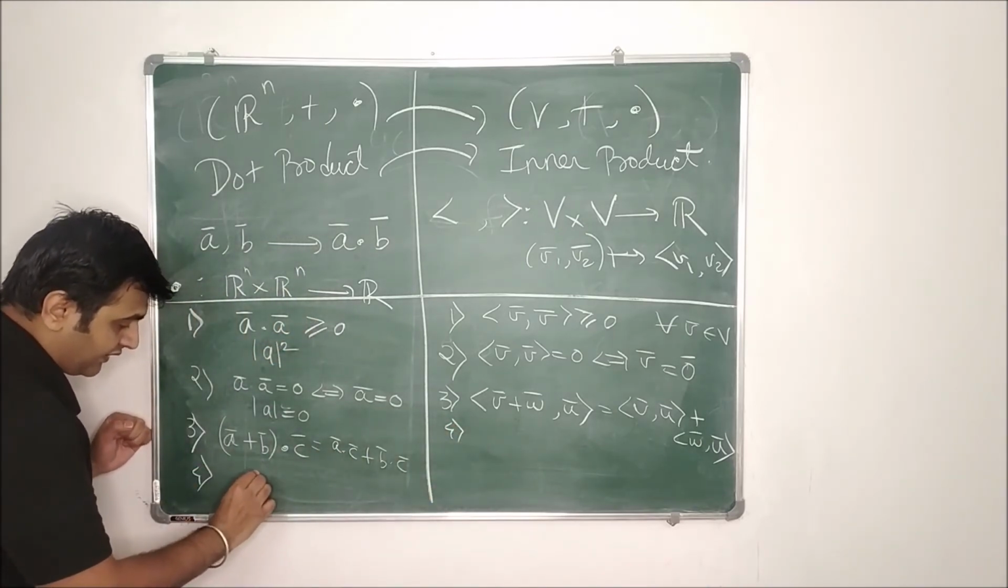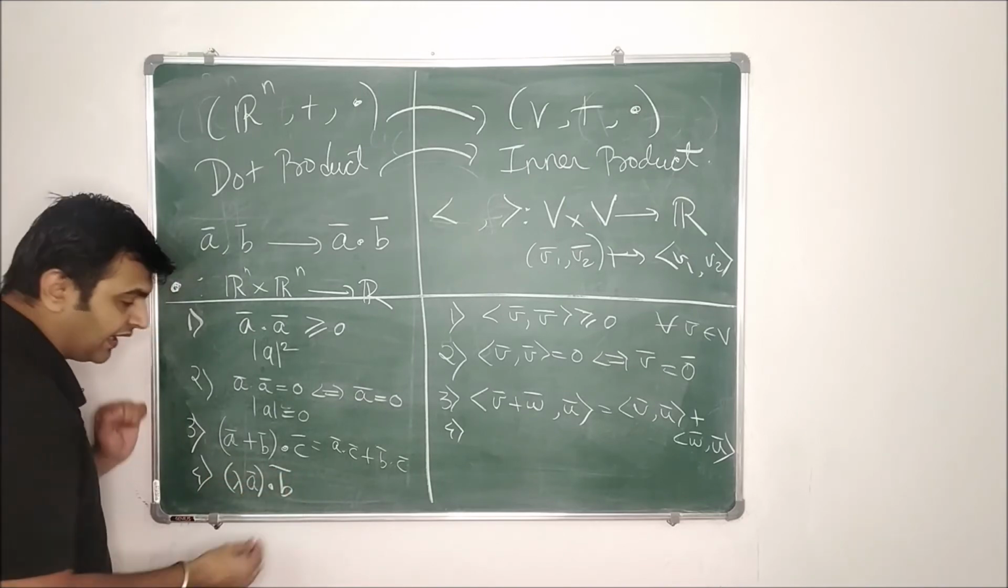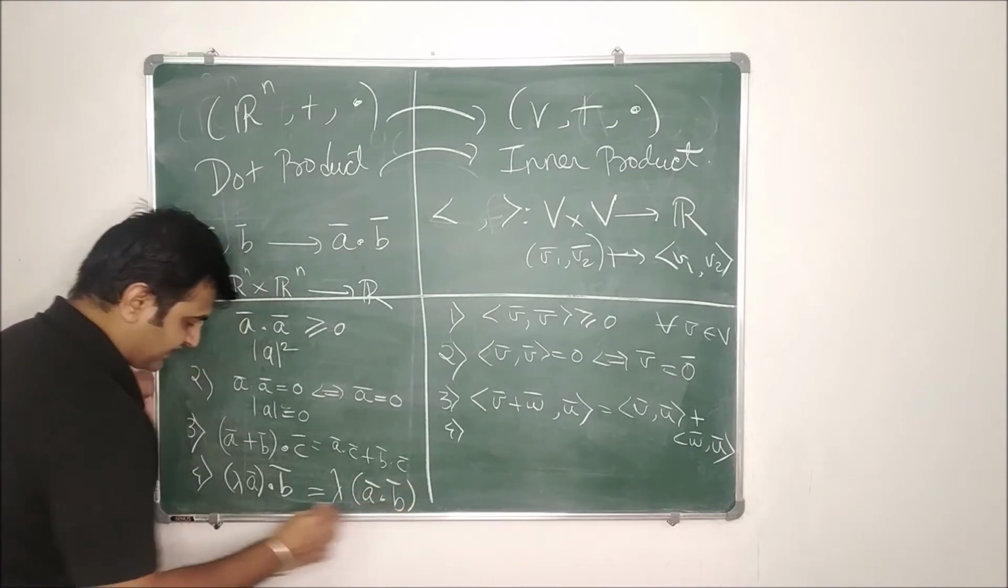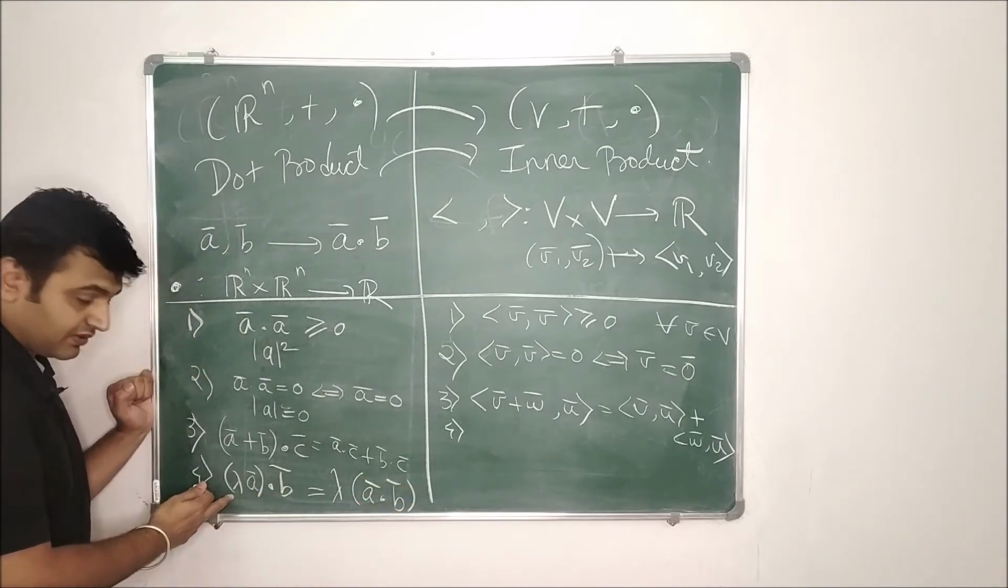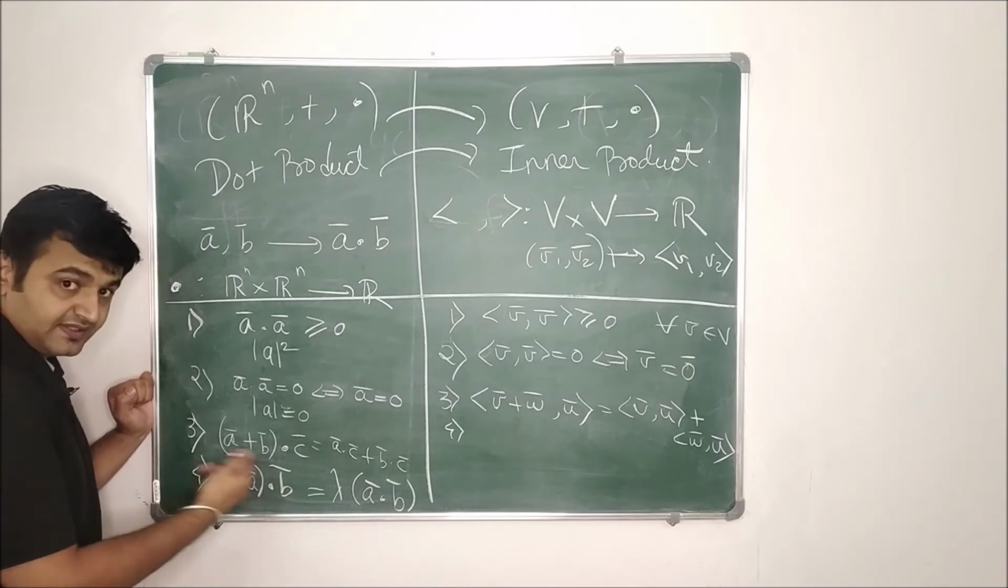If you take lambda times A bar and dot product with B bar, that is the same as lambda into A bar dot B bar. So this lambda is a real number, so it can go anywhere. It can be with B, it can come out here, since it's a real number.